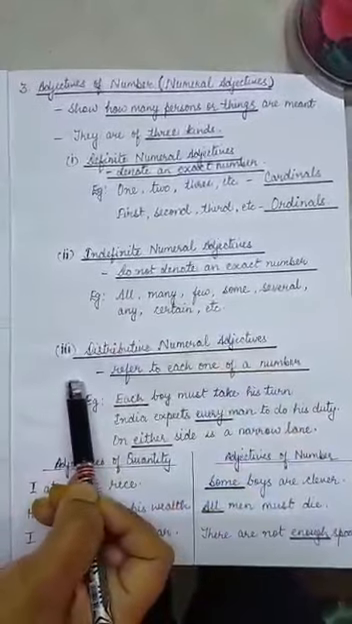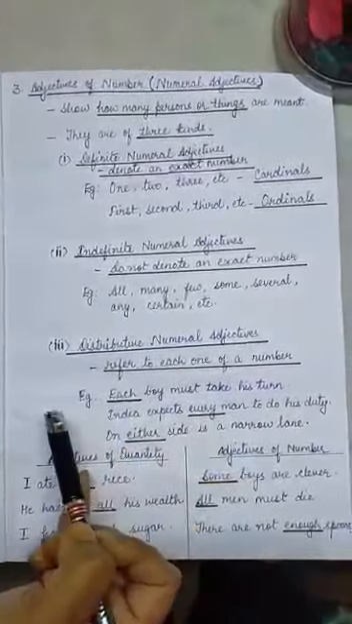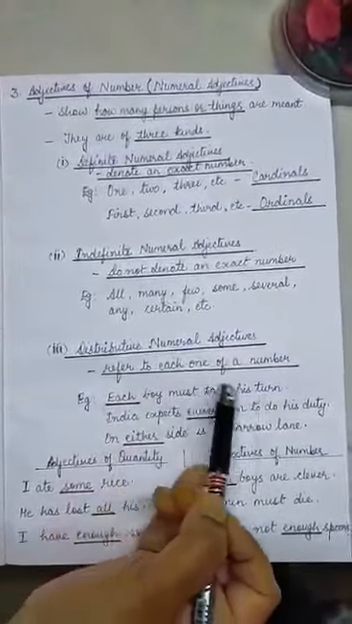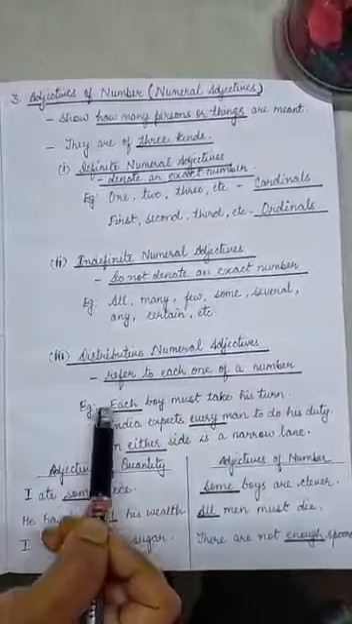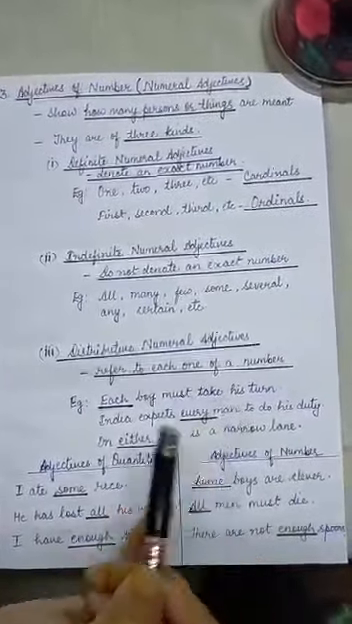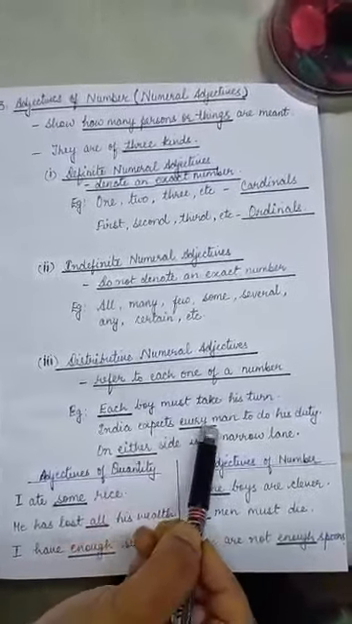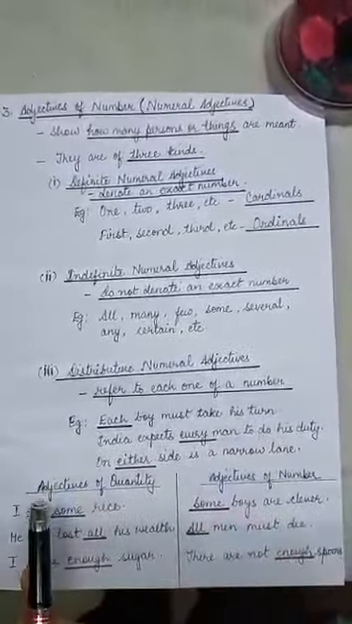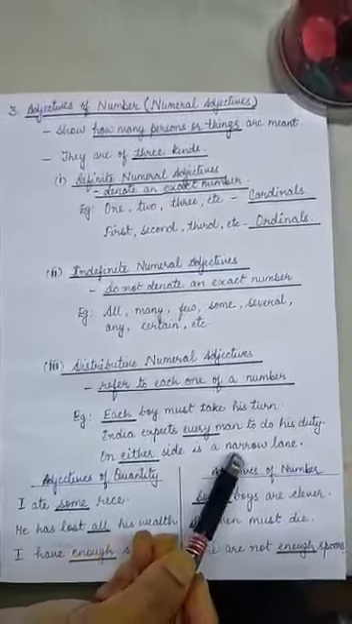The third kind of numeral adjectives are distributive numeral adjectives, and they refer to each one of a number. Now, for example, each boy must take his turn. India expects every man to do his duty. On either side is a narrow lane.